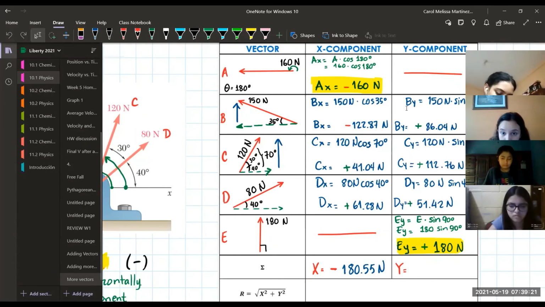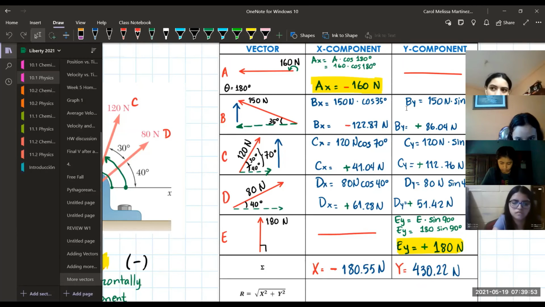In Y, all of them are positive, so you just need to add them all. Yeah, I put one sign. Ah, okay. Y, how much you got? 440.22. I got it. 440, miss. Really? Yeah, maybe 430.22. I got 430. Yeah, 430.